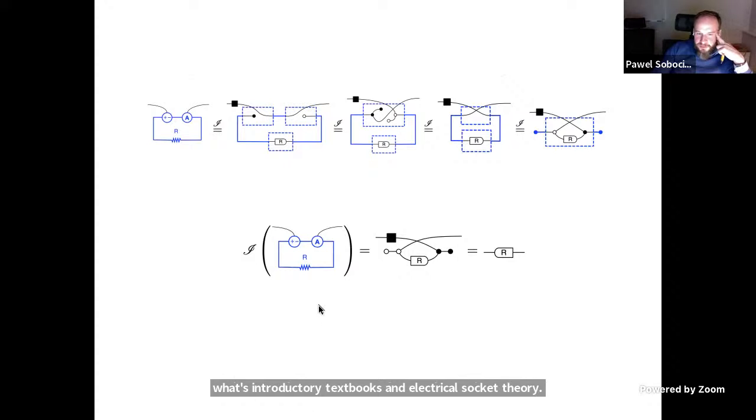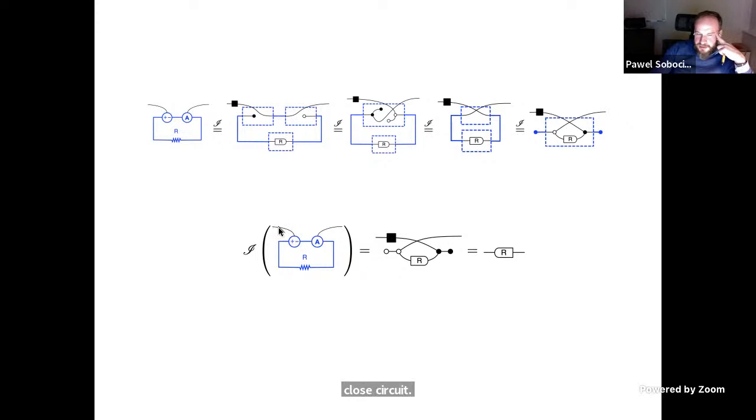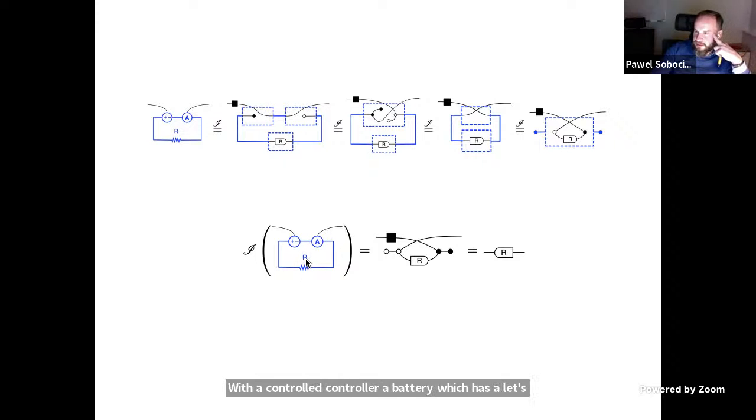Which is what introductory textbooks in electrical circuit theory make you do. So here we have a closed circuit with a battery which has, let's say, a variable voltage, and we want to measure the current depending on some fixed resistor, and we get a formula for this just by applying the calculus.